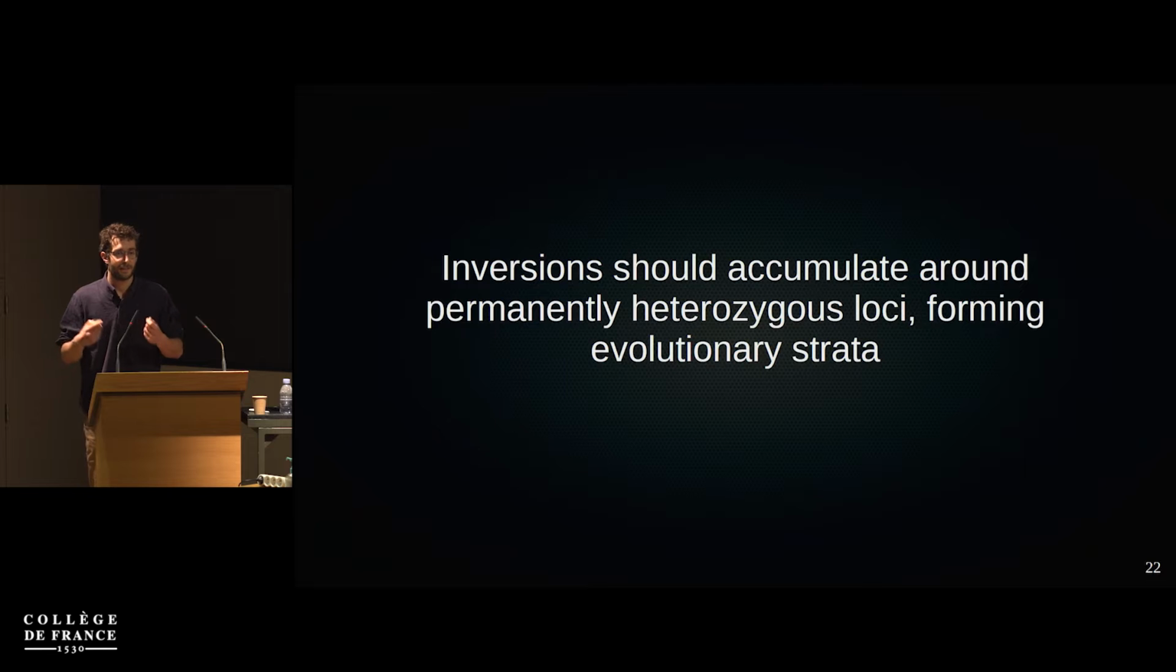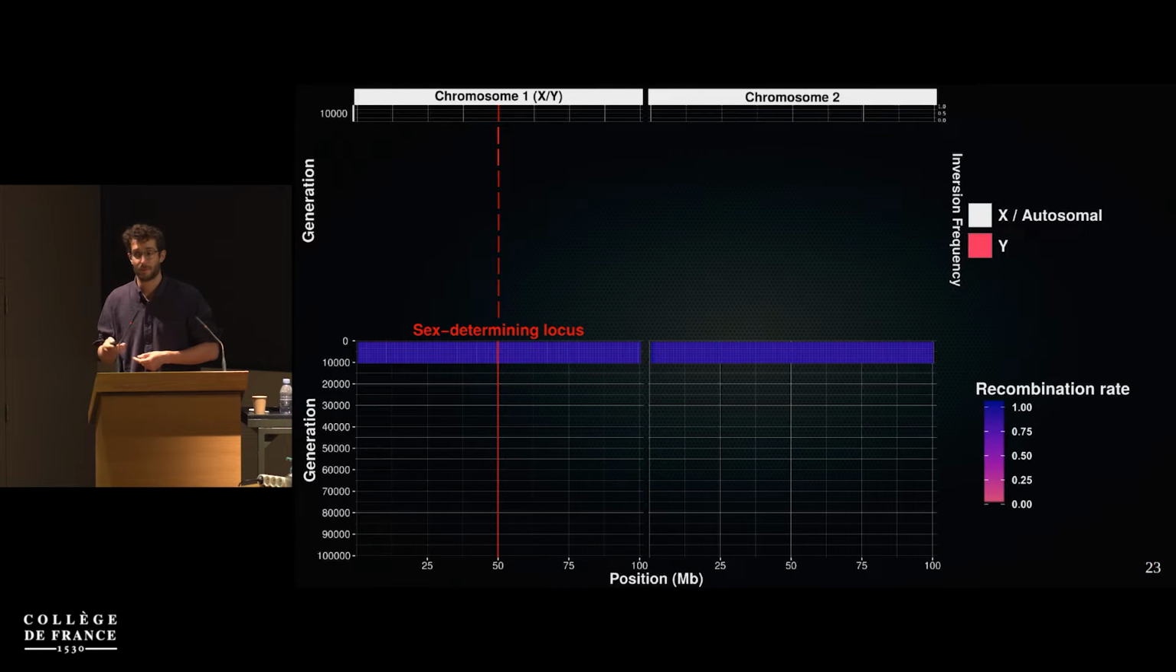Because permanent heterozygosity at the sex-determining locus prevents the expression of the recessive deleterious mutations on the inversions, we should observe inversions accumulating around permanently heterozygous loci, and so we should observe the formation of evolutionary strata. To illustrate this process, I have used individual-based simulations using a slightly more complex model that I will present at the end of this presentation.